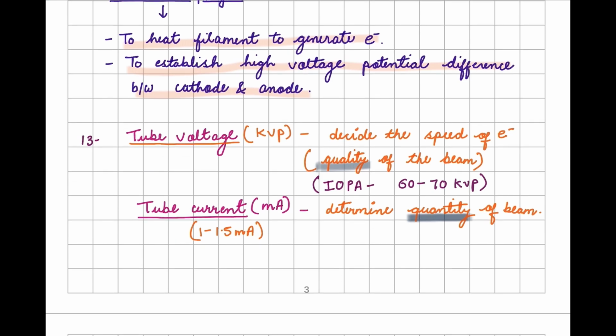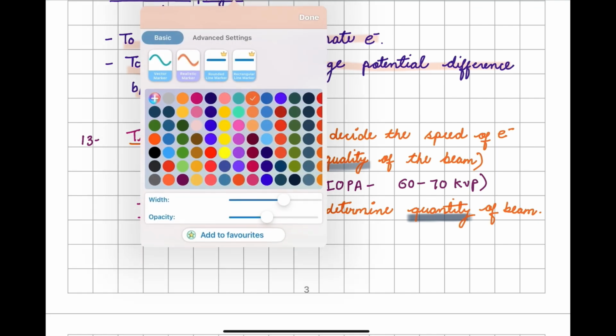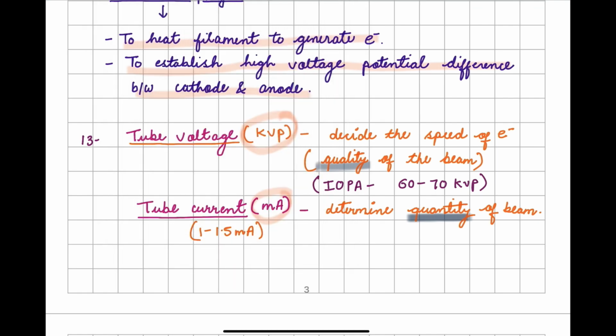Now next is define tube voltage and tube current. So tube voltage we record in kVp and tube current we record in milliampere. Tube voltage decides the speed of the electron and it determines the quality of the beam. Don't get confused between the quality and the quantity of the beam. So tube voltage basically determines the speed of the electron and the quality of the beam.